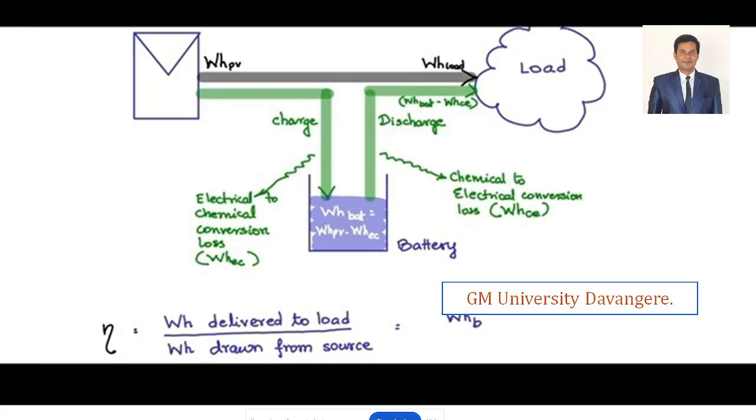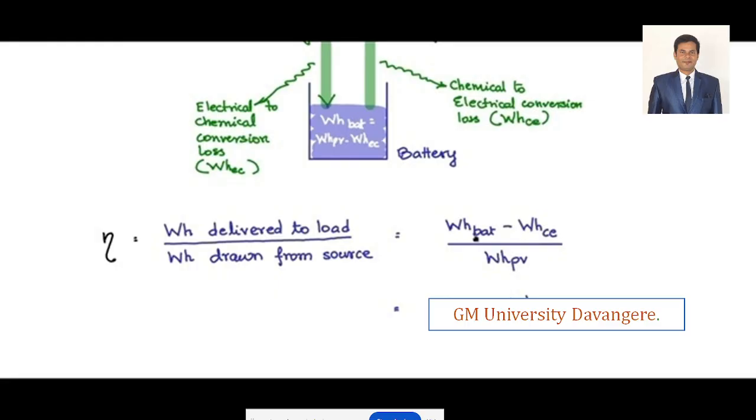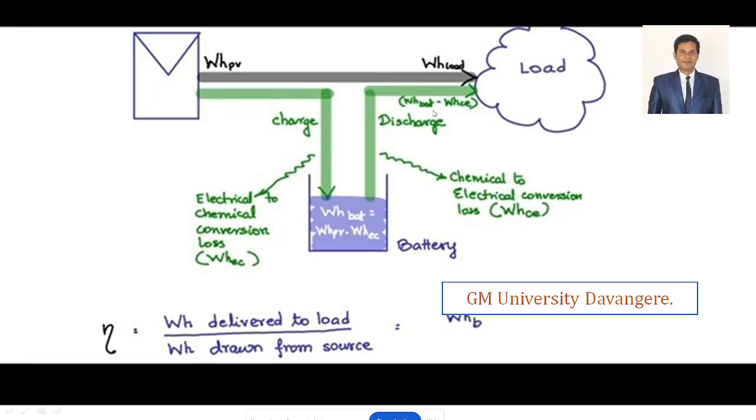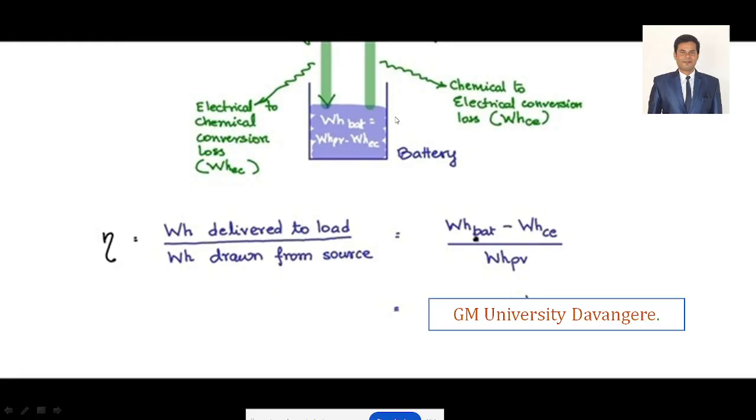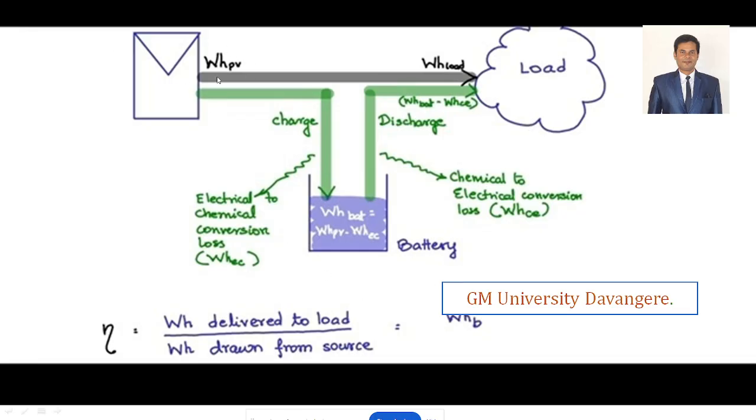How it makes an impact on the efficiency for the energy storage. Correct. So if you see WH delivered to the load, right? So WH battery minus WH chemical to electrical conversions, right? Here already shown WH battery minus WHC. Correct. This is the output actually. So WH battery minus WHC, that is watt hour chemical to electrical conversion, right? And WH drawn from the source is WHPV.